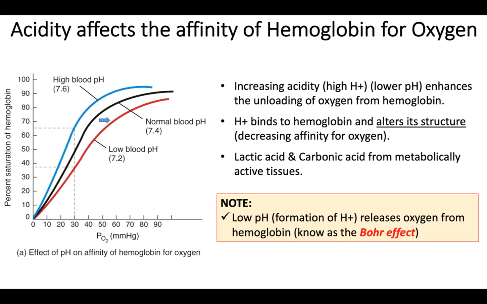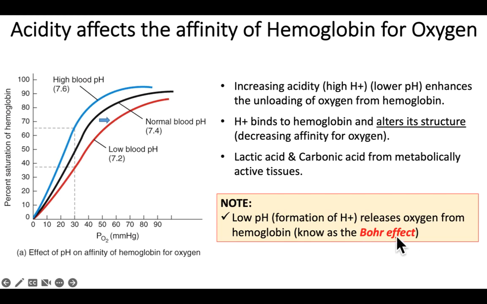In this case, it goes from a higher affinity when this is not attached to a lower affinity when it does attach. All right? Now, what generates this hydrogen ion? Well, it could be lactic acid that is produced. It could be carbonic acid. Those are the two main acids that are produced when you have metabolically active tissues, meaning it's a tissue that's generating more energy. Okay? This whole concept has a name. It's called the Bohr effect.